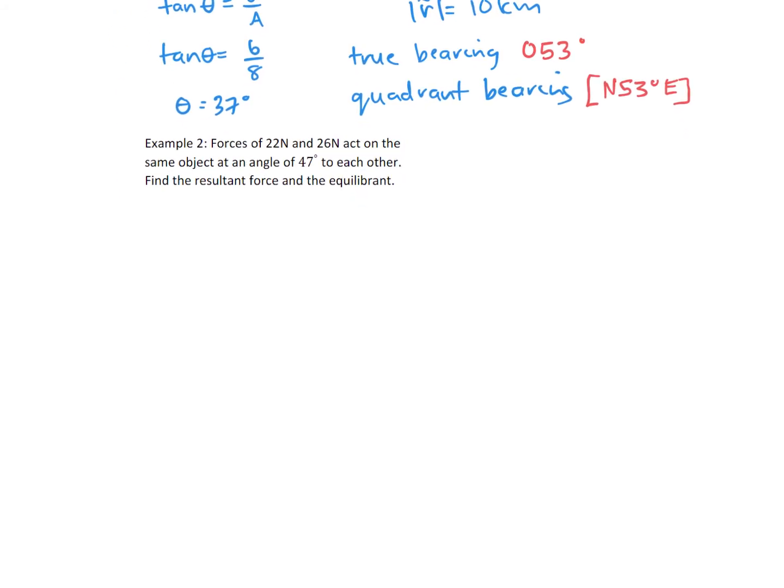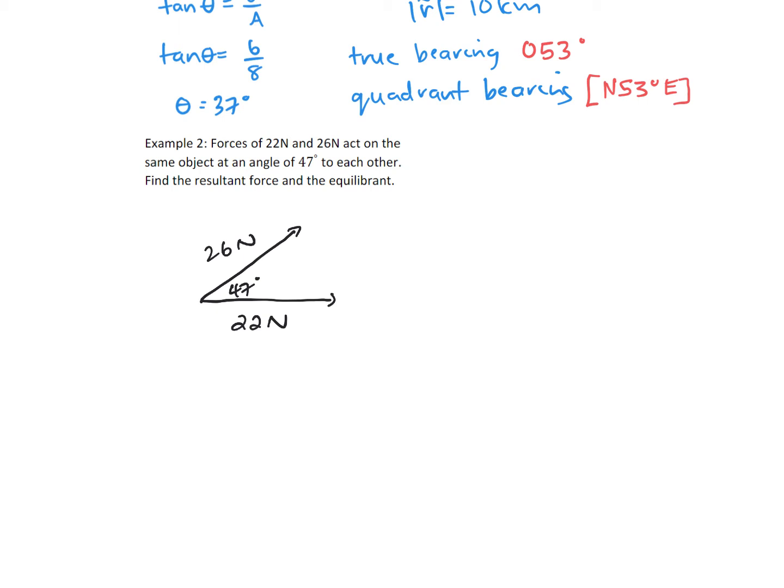Okay, in this example we have two forces, 22 and 26, acting on the same object at an angle of 47. So for the diagram, I'm going to set one on the horizontal. I'll just call that 22. And the second one is 26. And the angle between them is 47. And I want to find the resultant.